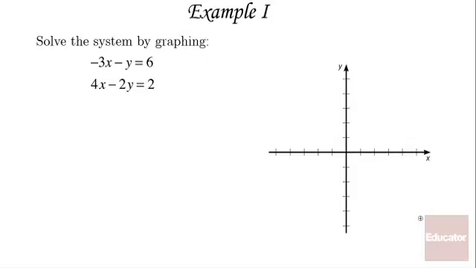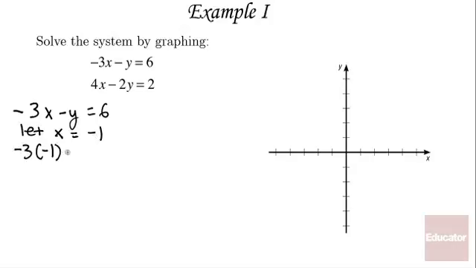Applying what we just discussed and the graphing method to some examples. So for the first one, I'm asked to solve this system by graphing. Well, in order to graph, of course, I need to have some points. So if I take the first equation, I'm going to go ahead and let x equal -1. Therefore, I will insert -1 as my x value, and then I'll solve for y.